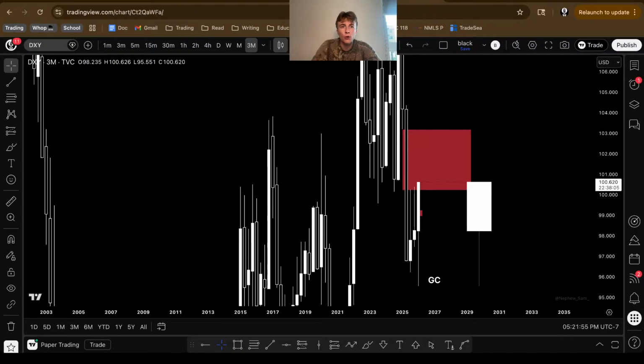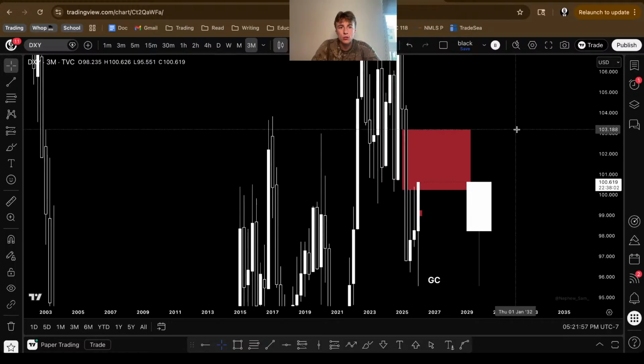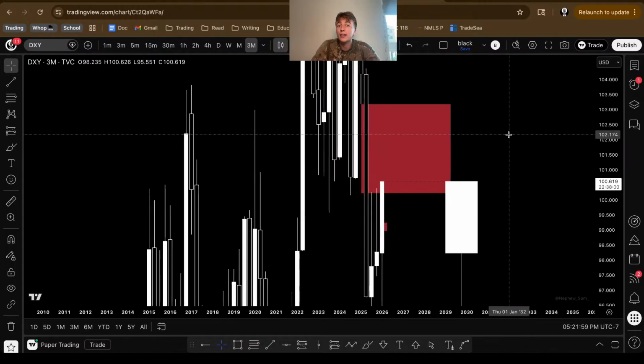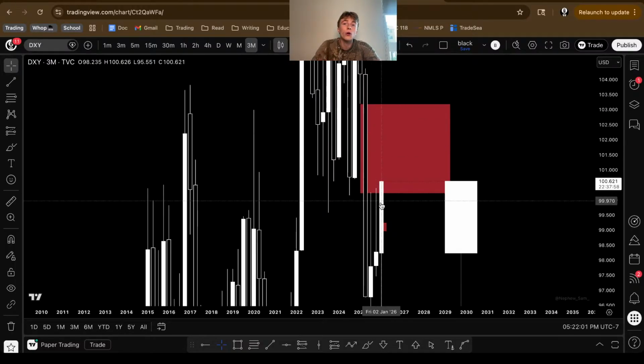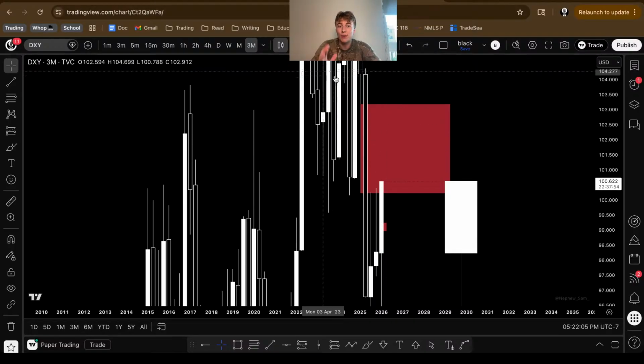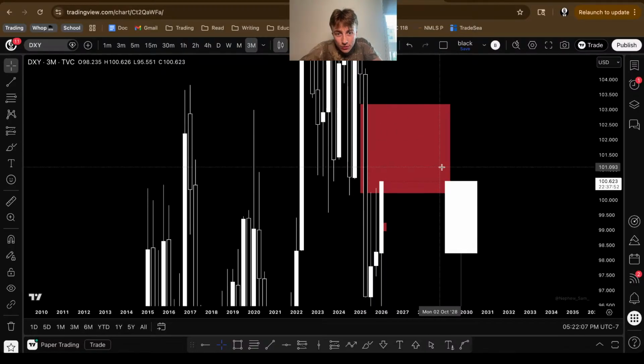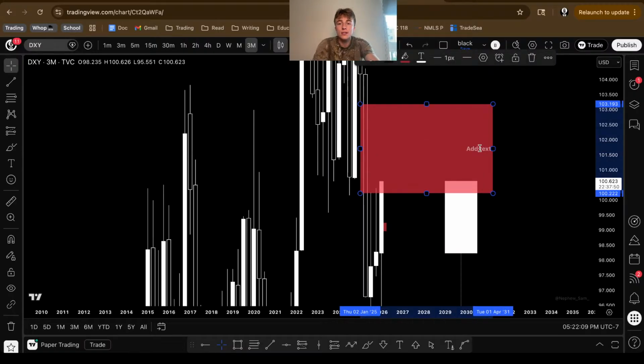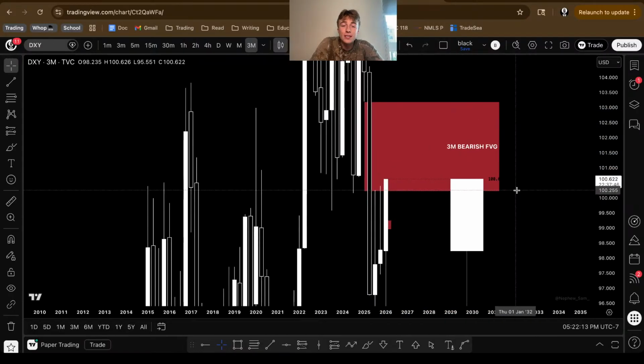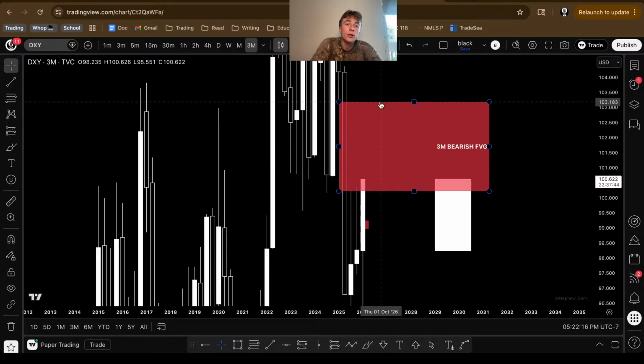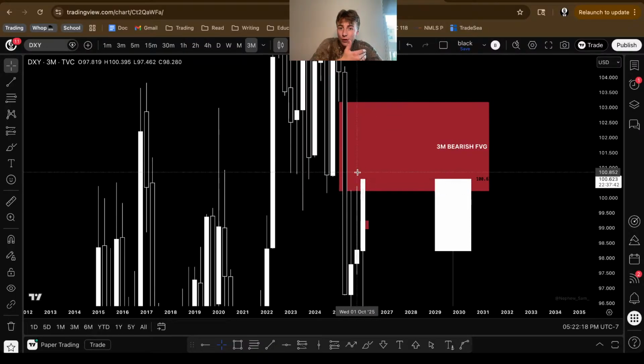I think tomorrow is the 1st of April. So tomorrow's the 1st of April. We're going to get a new quarter, and a new quarter also means a new 3-month candle. So on the 3-month time frame, it takes 3 months for one of these candles to close. And what I'm seeing on the dollar is this 3-month bearish FVG, right? And you guys can see we're not pushing through it. We are stopping and we're closing inside of it right here.